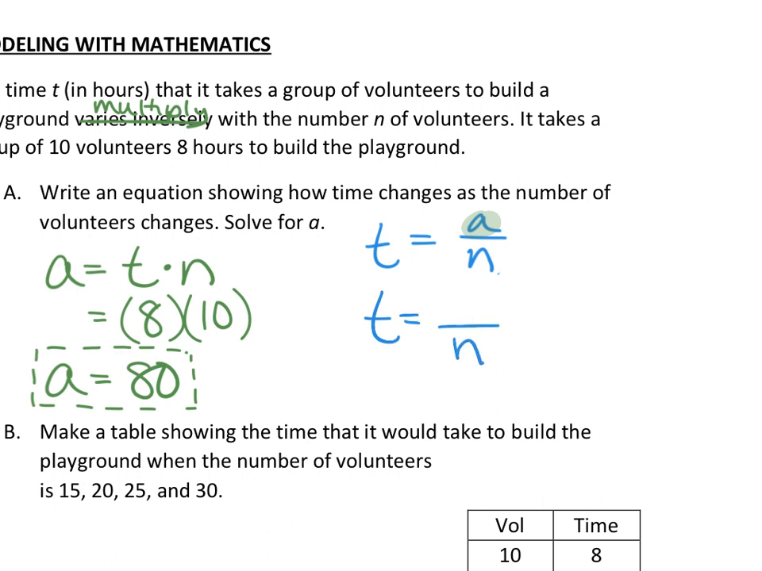Let me go ahead and make this right. I'm going to make this green so you know this is where this came from. And there we go. This particular question just says write an equation. Boom. There's my equation that shows how time, that's why time is by itself, changes as the number of volunteers changes. So it's literally the same as the problem we did before. We just changed the letters. No big deal.